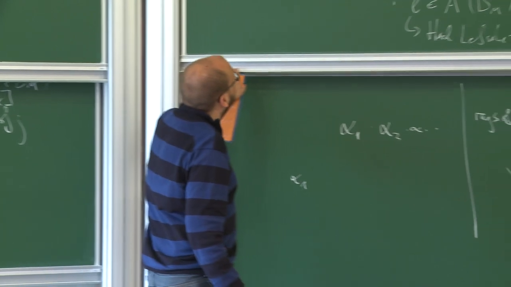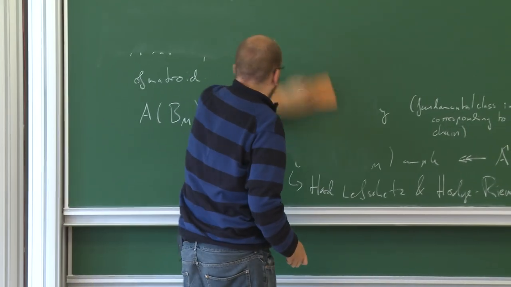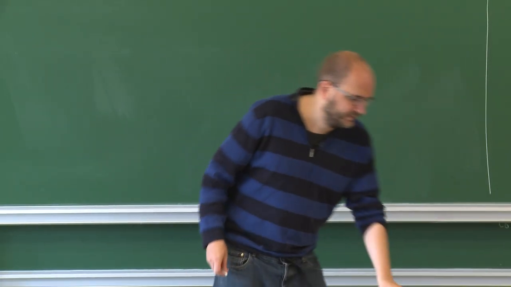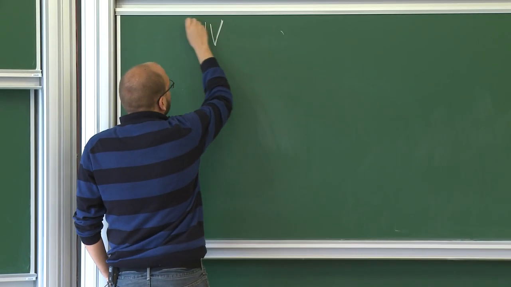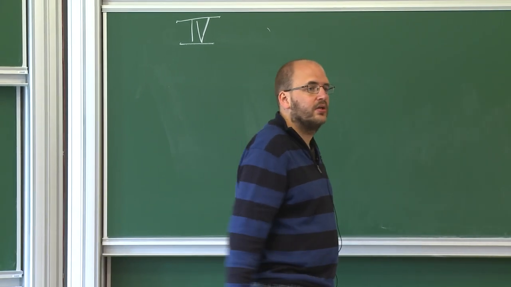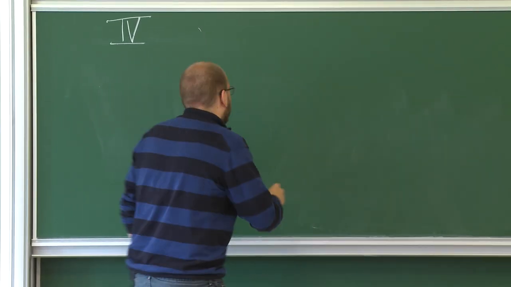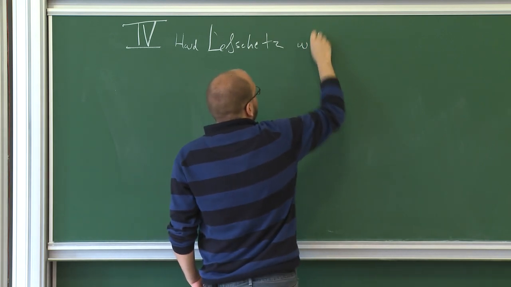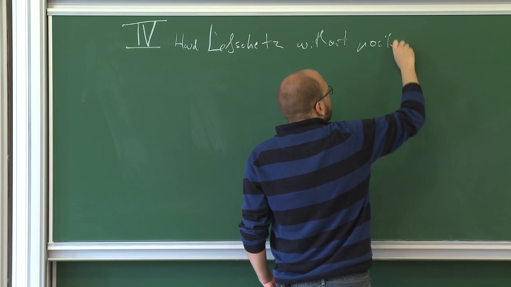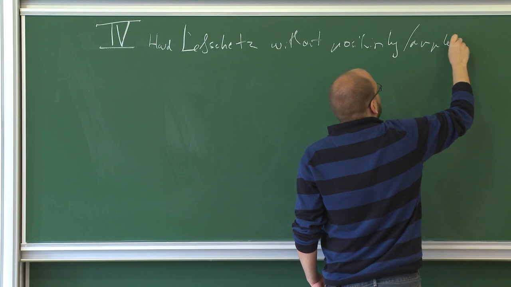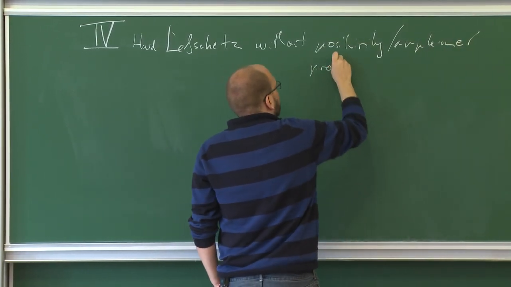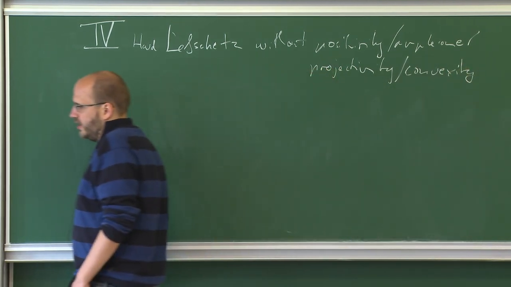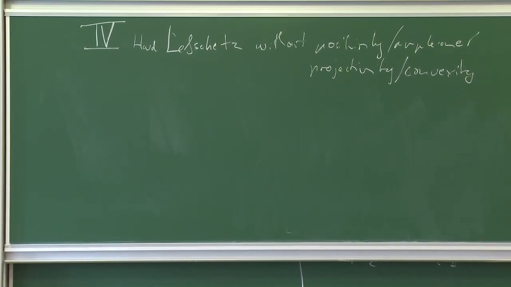So let me erase. Let me make some space. So now Lefschetz. Hard Lefschetz without positivity, or whatever you want to call it, ample cone, projectiveness or convexity. Right, so we really cannot use the Hodge-Riemann relations in any nice way.